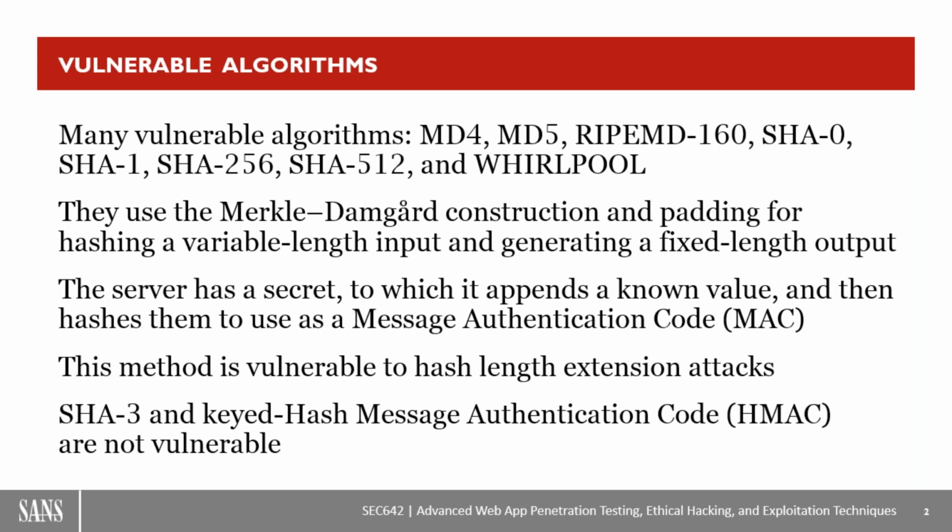And the question is, what is the vulnerability and what does it mean? So let's go into the background first. First, they all use something called the Merkle-Damgård construction. This is a method of padding. Padding is required because the input to a hashing algorithm can vary in length. It can be any size. However, the output from a hashing algorithm is always a fixed size.